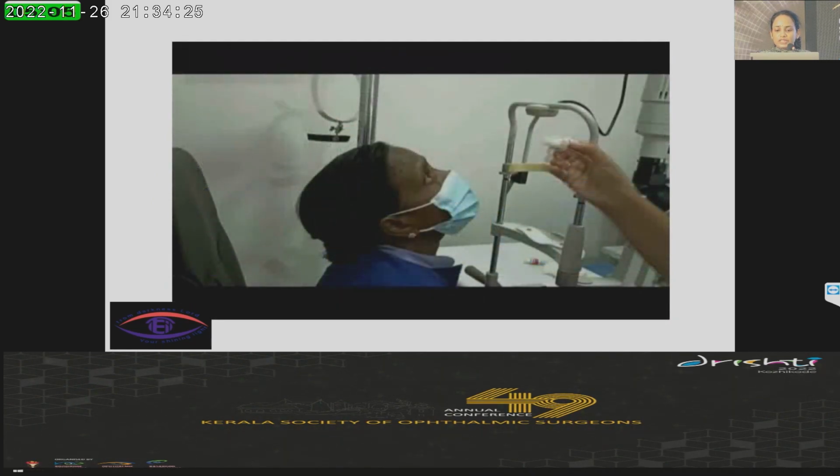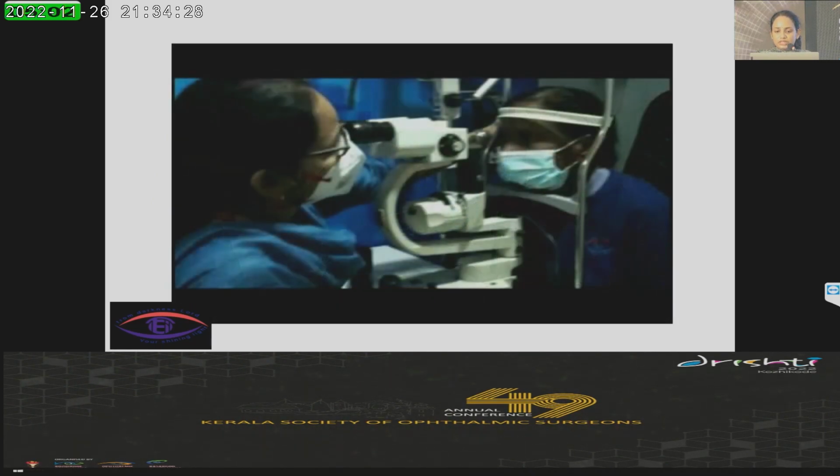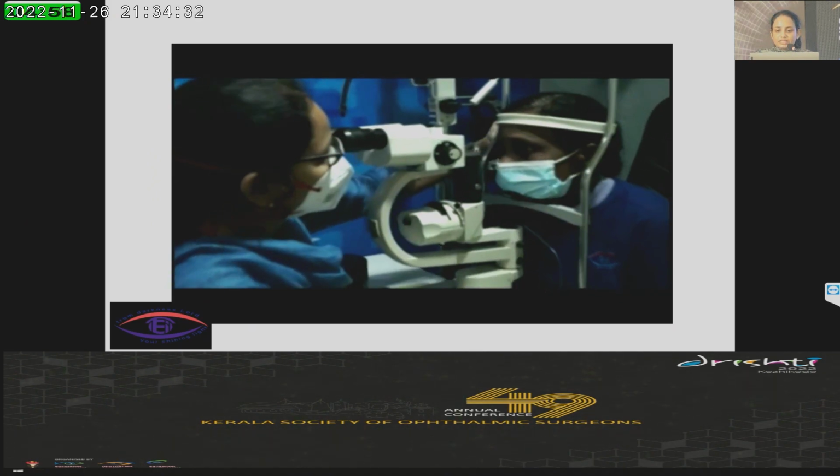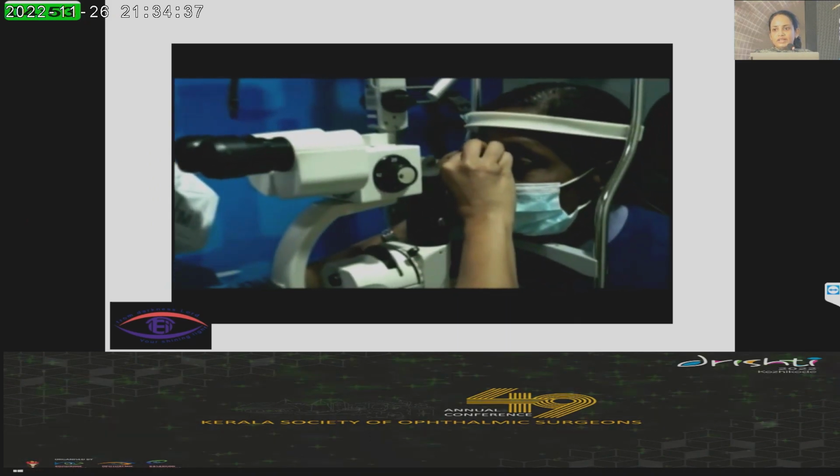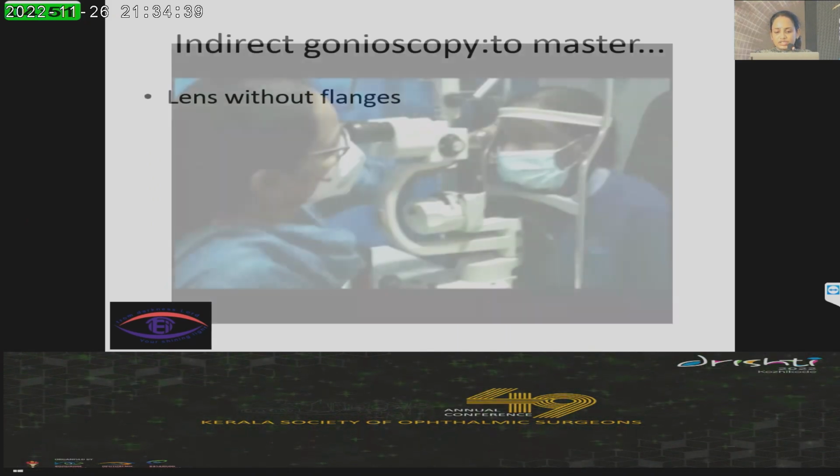Explain the procedure to the patient. Instill a drop of proparacaine in both eyes. Place the chin of the patient on the chin rest with the forehead against the forehead band. Separate the upper and lower lids with your thumb and index finger, ask the patient to look up, and insert the lens from below.